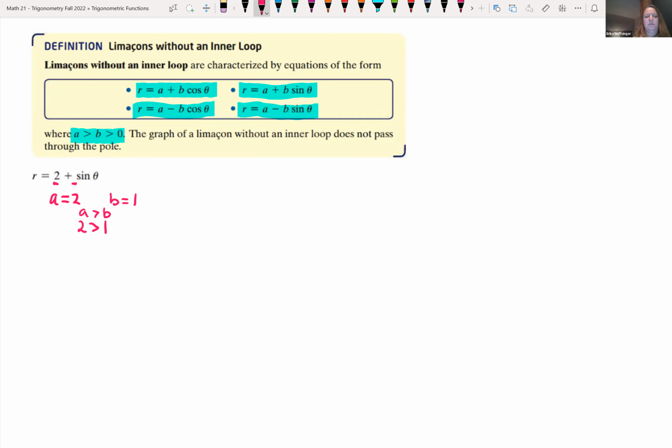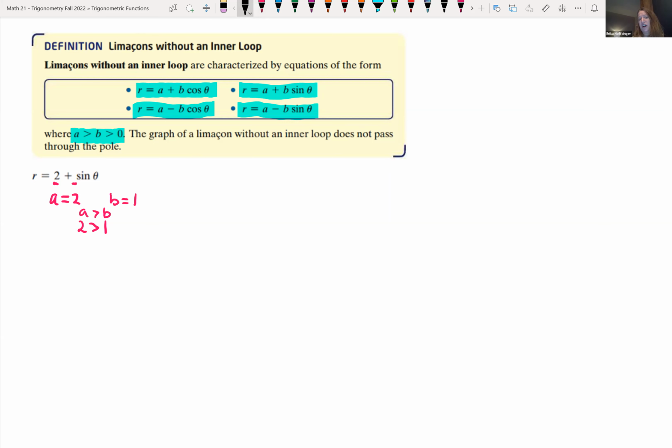So A is greater than B. So this is in the form of a limaçon curve without a loop. And so we talked about looking at symmetry across either the polar axis, theta equals pi halves, or the pole, and testing that. And we could test it to help us get some extra points on the graph. So maybe let's just review doing that really quickly to see if this is symmetrical.